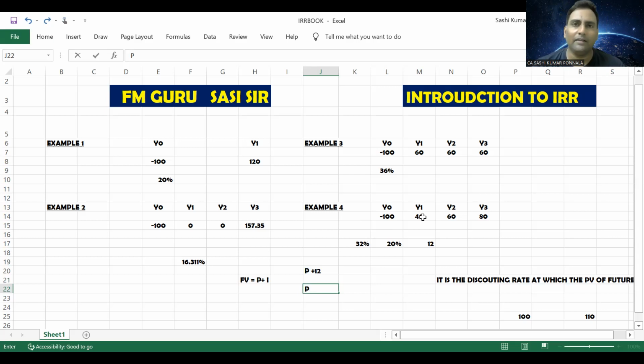When IRR is greater than the cost of capital, NPV is positive. When IRR is equal to the cost of capital, NPV becomes 0. When IRR is less than the cost of capital, the project NPV becomes negative.